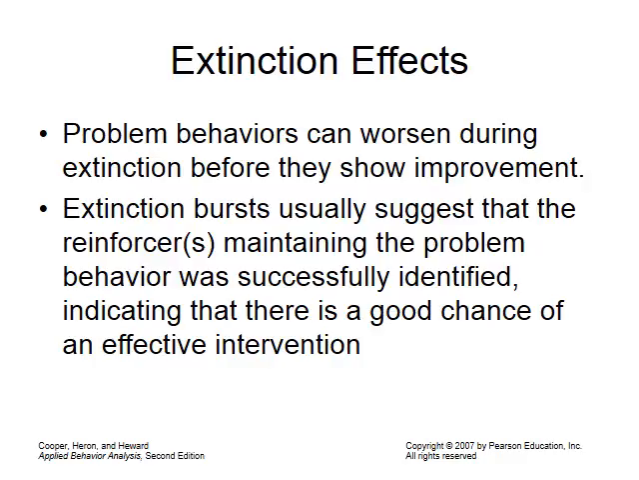So again, problem behaviors can worsen during extinction before they show improvement, and extinction bursts usually suggest that the reinforcer maintaining the problem behavior was successfully identified, indicating that there is a good chance of an effective intervention. So if you are indeed withholding the appropriate reinforcer, you're going to see that extinction burst. The student is going to try very hard to get access to whatever it is you're withholding, by engaging in the problem behavior more frequently.